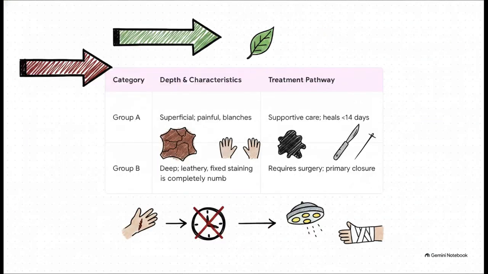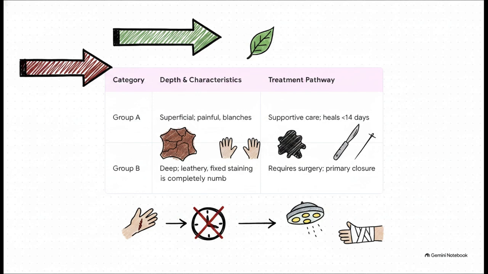To keep our treatment strategies straightforward, we basically sort all burns into 2 distinct paths. Group A, which heals on its own, and Group B, which absolutely requires surgical intervention. This sort of binary thinking helps the clinical team act fast and decisively.